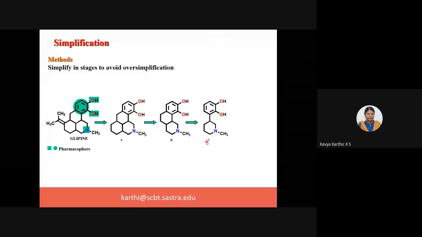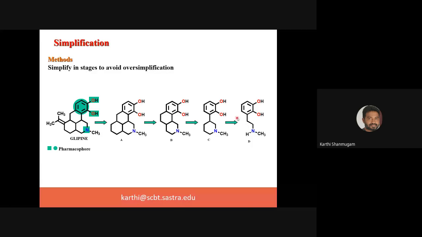Yes, sir. So how do we say that? Because the pharmacophore feature is retained. Am I right? Okay, that's good. So they went for even further simplification and came up with another molecule D. But this is very interesting for discussion, because we can say this is oversimplification. So structure D is oversimplification.